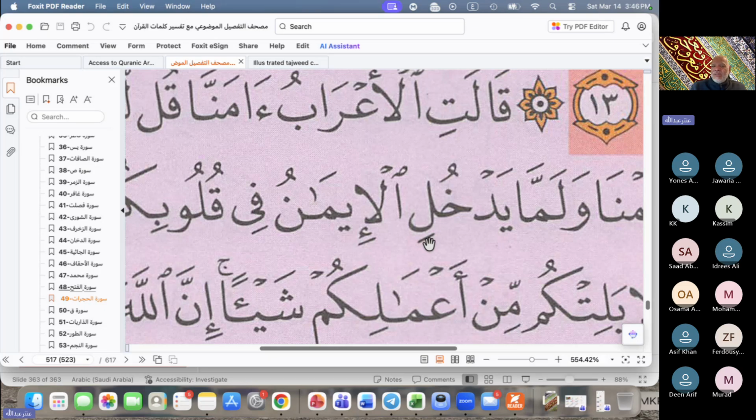So the kasra is not a marker for the verb, but it is added here for ease of transition. So they say it's for liaison, that's all. Yes. So you say وَلَمَّا يَدْخُلْ. If you stop, you say وَلَمَّا يَدْخُلْ with a sukun. If you continue, you say وَلَمَّا يَدْخُلِ الْإِيمَانِ.